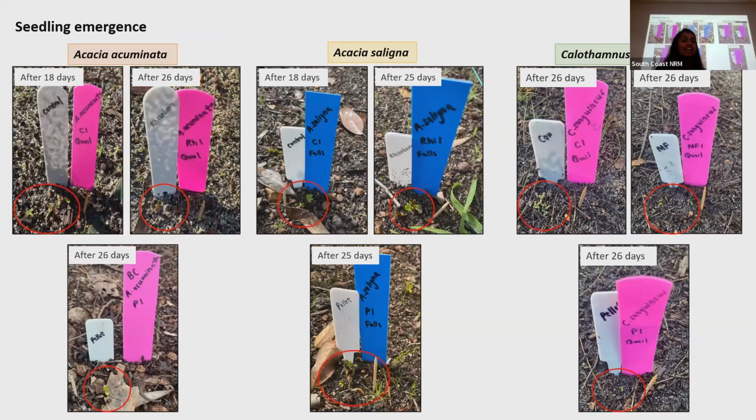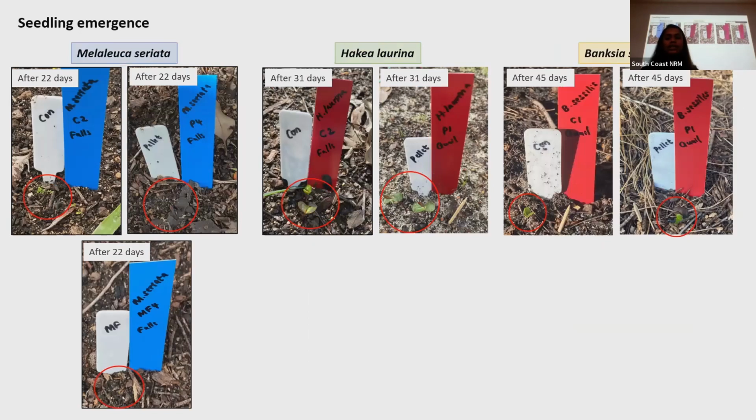Now seedlings have started to emerge. Seedlings emerge from all the treatments of all species. In both Acacia species, control seedlings emerge first and then the pellets. However, in all the other species, I did not observe any difference in the time taken for seedlings to emerge. Treatments and controls took similar time.